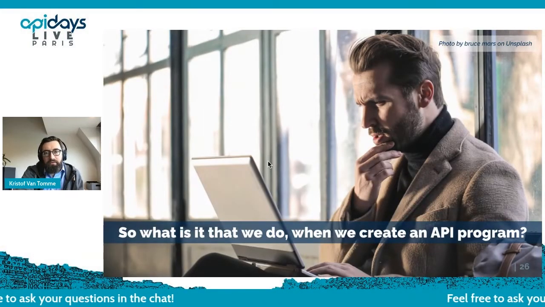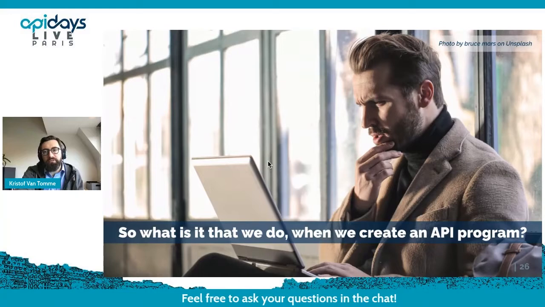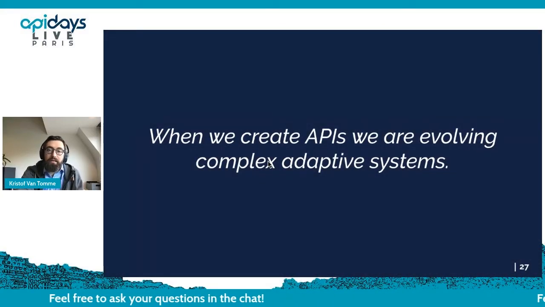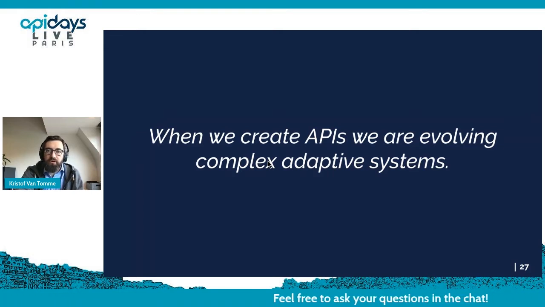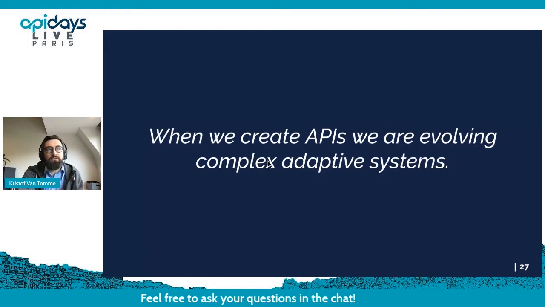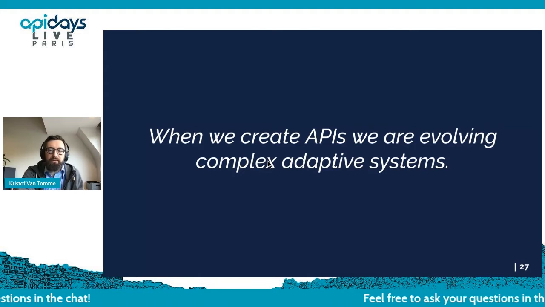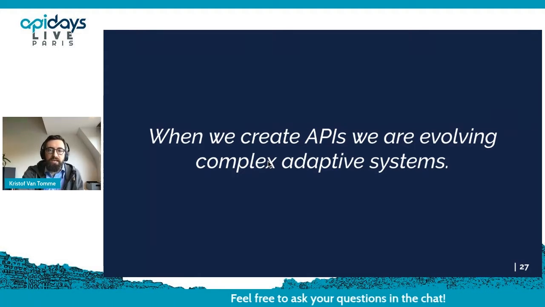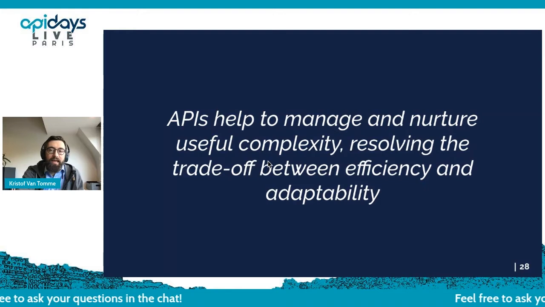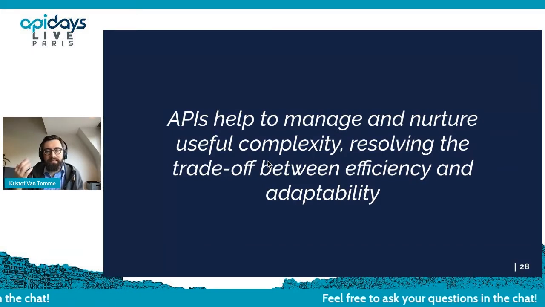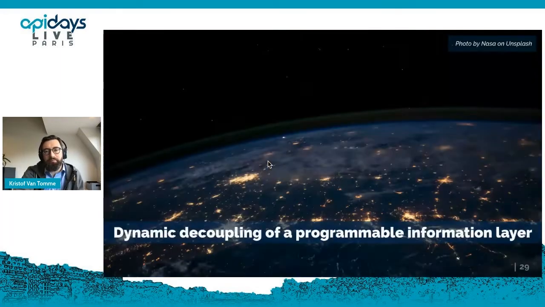So that's why I believe it's important to have a broader view of what we are doing when we're creating API programs, to realize that what we're really doing is creating evolving complex adaptive systems, and that we are pushing this further, and that we don't unwittingly optimize for efficiency, but that we also think about adaptivity, and that we use APIs as the way to balance both of these. Because I believe that APIs can help to nurture useful complexity, this deliberate complexity, to help to solve this trade-off between efficiency and adaptability.